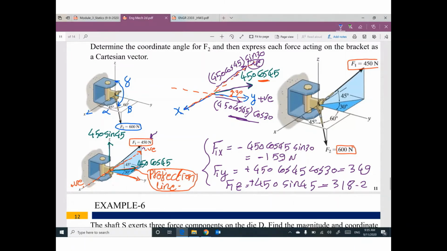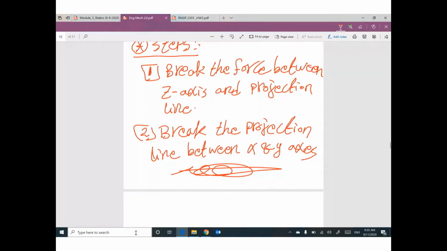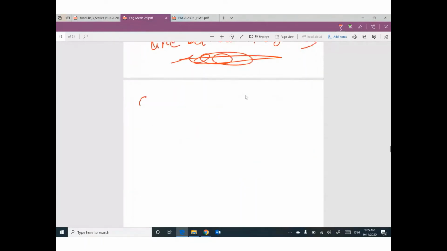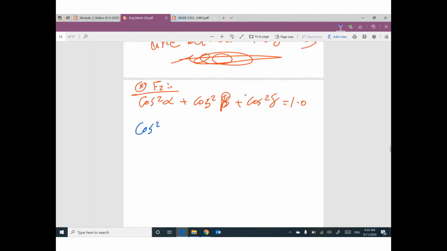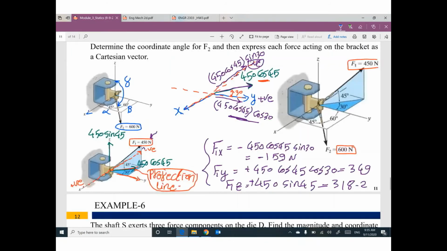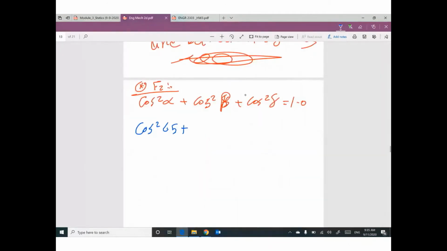We have an equation saying cosine square alpha plus cosine, I'm talking about F2 right now. Cosine square alpha plus cosine square beta plus cosine square gamma equal 1. So cosine square, how much? 45, 60. Cosine square 45 plus cosine square 60 plus cosine square gamma equal 1. What is the value of angle gamma?